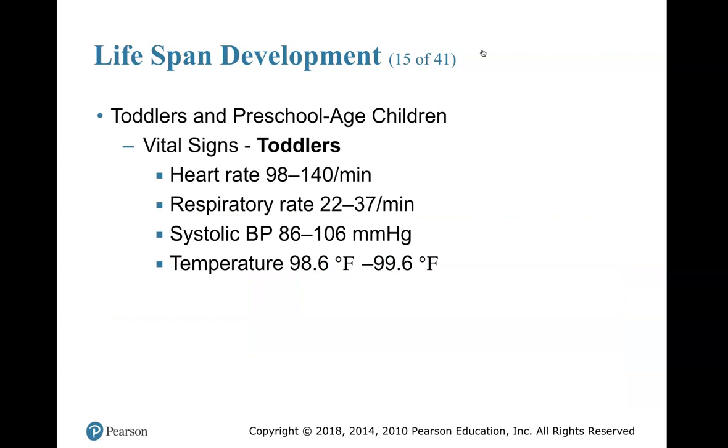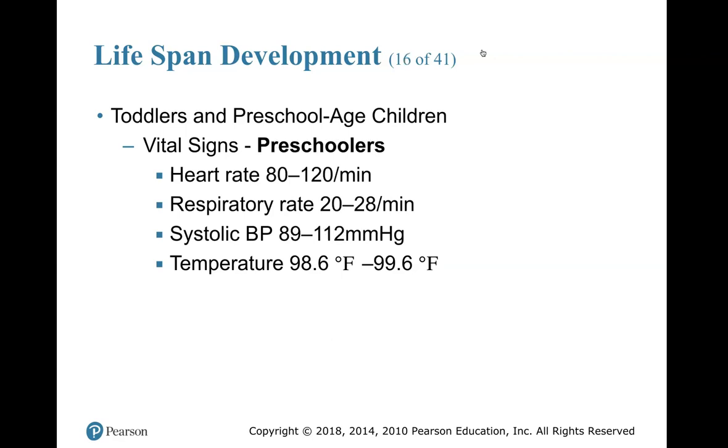Vital signs for toddlers. Heart rate 98 to 140 beats a minute. Respiratory rate 22 to 37 breaths a minute. Systolic blood pressure 86 to 106 millimeters of mercury. Temperature 98.6 to 99.6. What I want to point out is with these young children, toddlers and such, if you do an assessment and get a high respiratory rate or a high heart rate, don't freak out, okay? With a low blood pressure, don't freak out because it's normal.